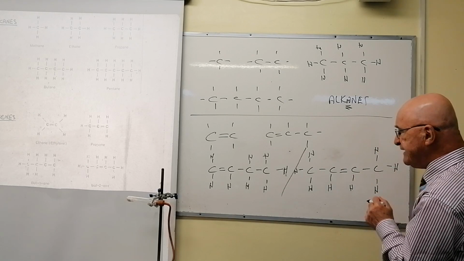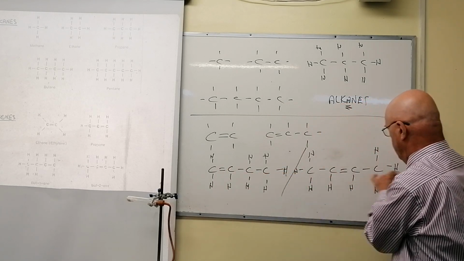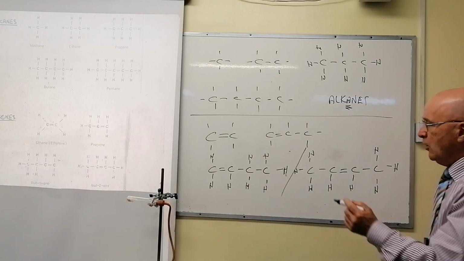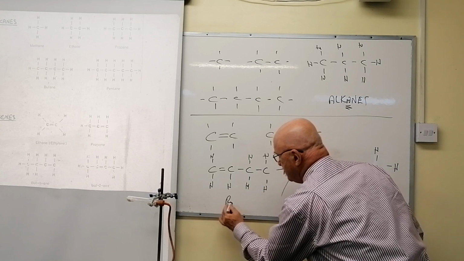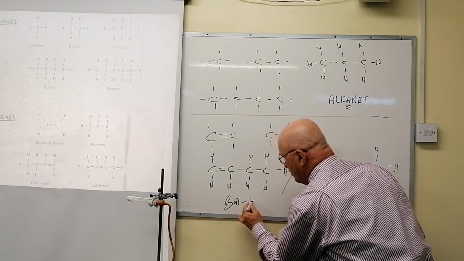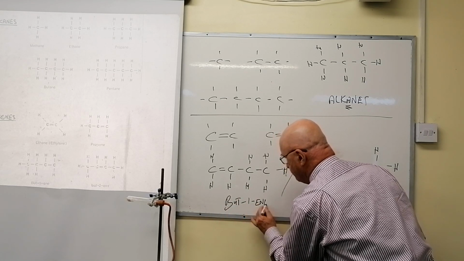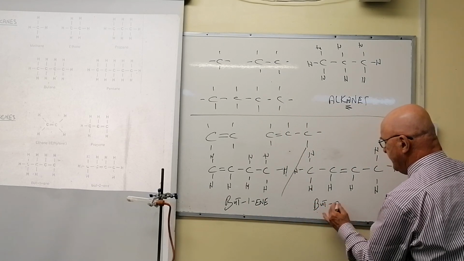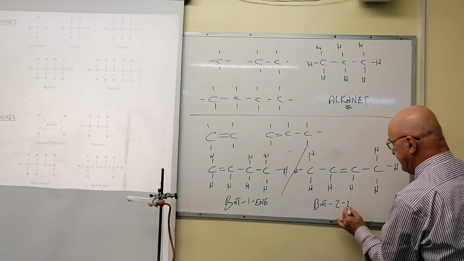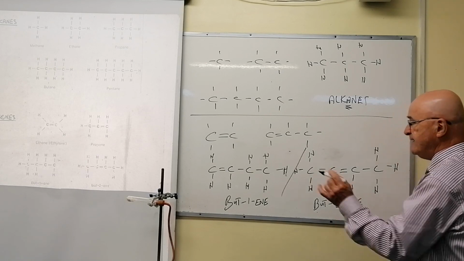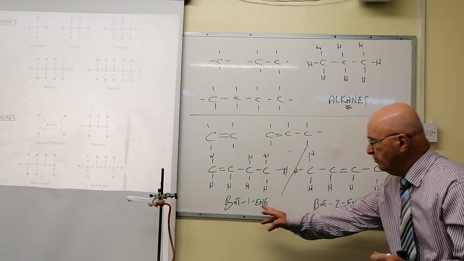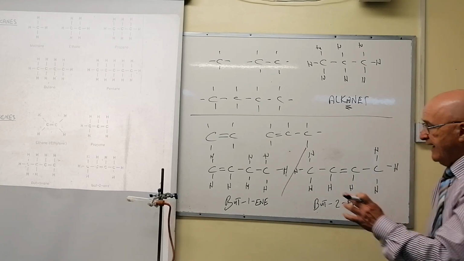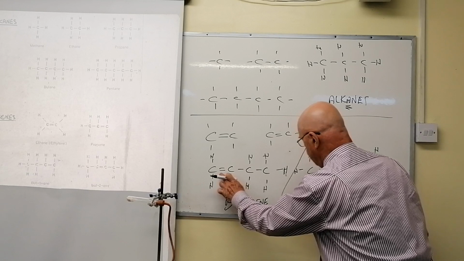Now they're both butene. They both have 4 carbons and they both have a double bond. So how do they differ? We call that one but-1-ene. And we call this one but-2-ene. In other words, you break the name up into 2, and the number tells you the location of the double bond. That is after the first carbon.